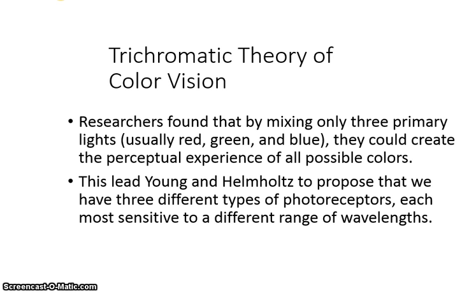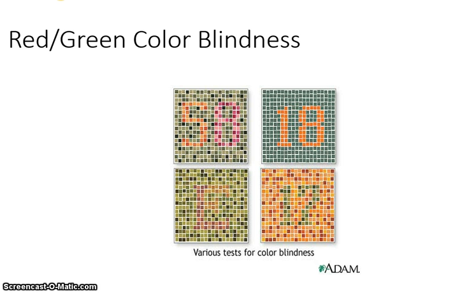Furthermore, researchers have found that by mixing these 3 primary colors of red, green, and blue, they're able to create all of the colors that we experience. So for example, when red and green cones are stimulated, we see yellow. Here are some traditional tests for color blindness. Folks who are not able to see the numbers or letters in the center of each of these squares simply lack the functioning red or green sensitive cones, or maybe they lack both.